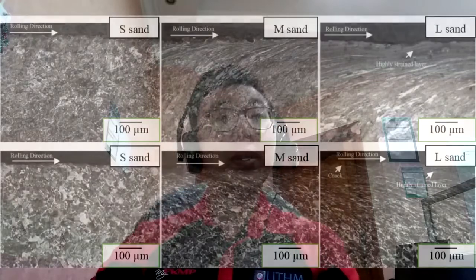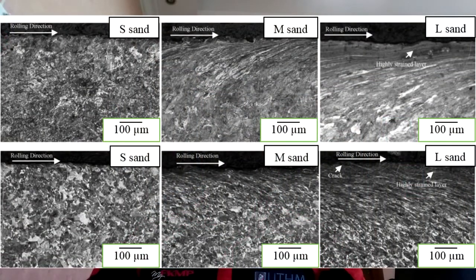From this image, we are able to observe that the size of the particles is able to cause surface deformation and strain hardening. The surface deformation in S sand is minor and almost unnoticeable, but for L sand, in both wheel and rail specimens, we are able to see that the subsurface deformation is high, and a highly strained layer is formed, which eventually causes strain hardening.